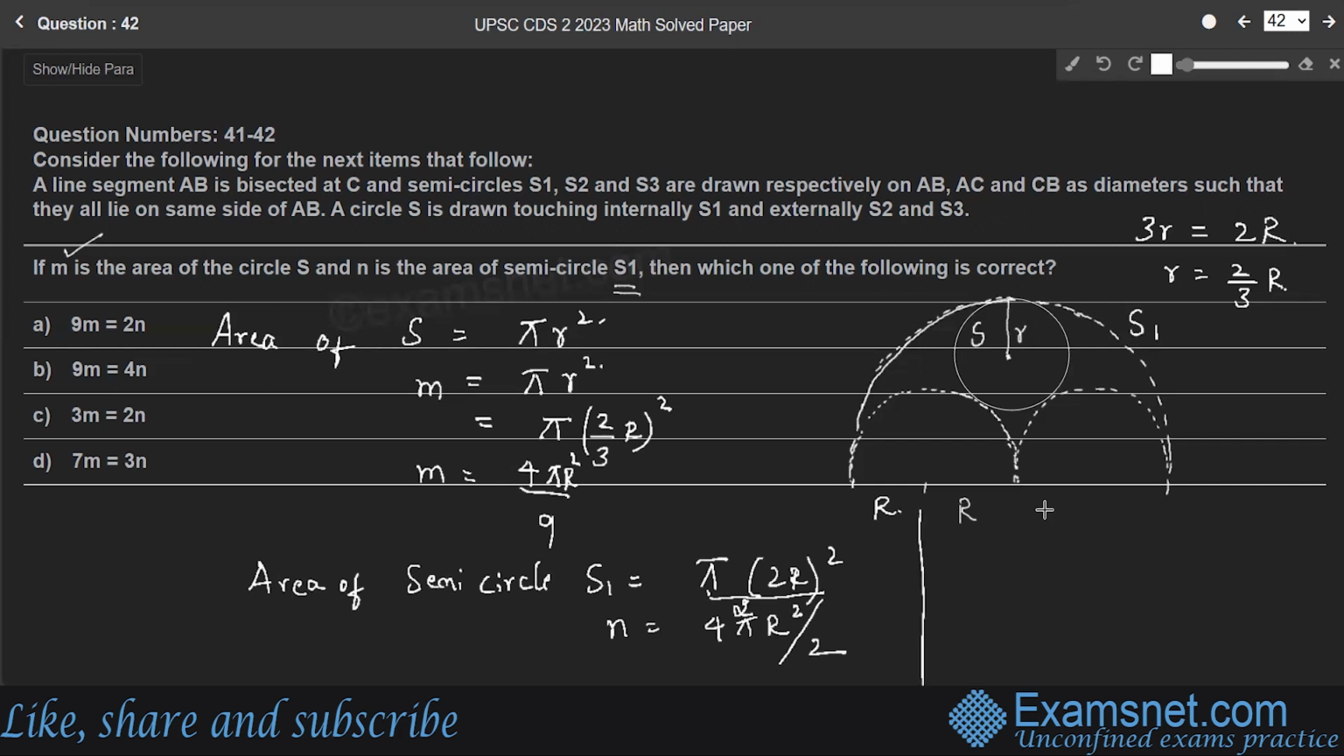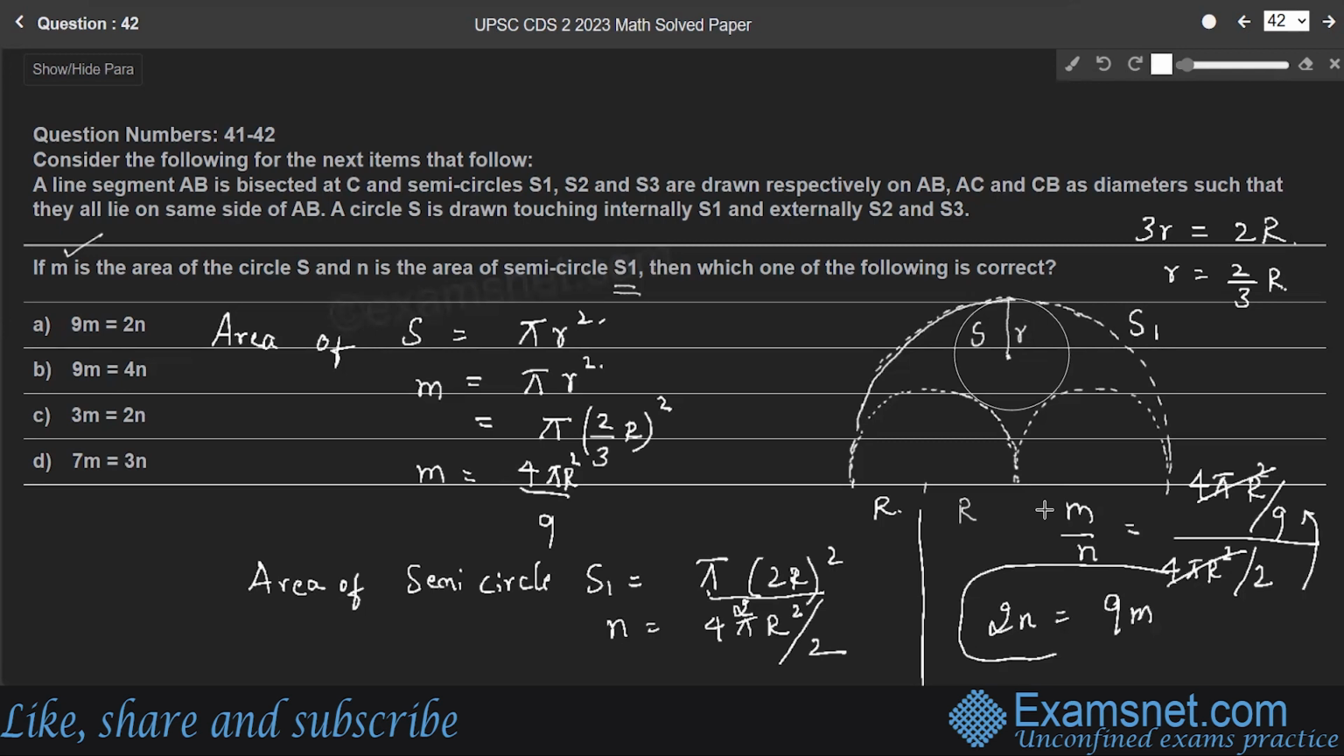Therefore, for the relation between M and N, M divided by N gives the area of circle S, 4 pi r square by 9, divided by the area of semicircle S1, which is 4 pi r square by 2. Here 4 pi r square will get cancelled. Therefore, this 2 goes to the numerator. So 2N is equal to 9M is the relation between these two areas. 2N is equal to 9M. Option A is the right answer.